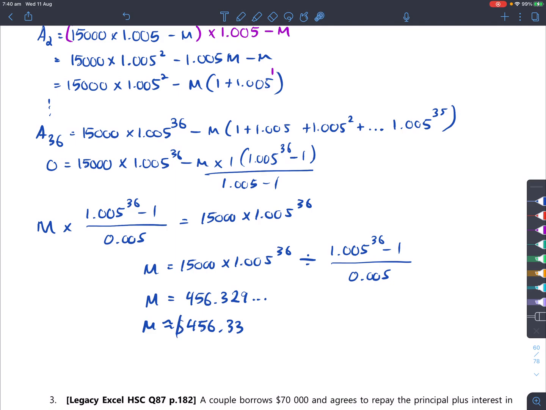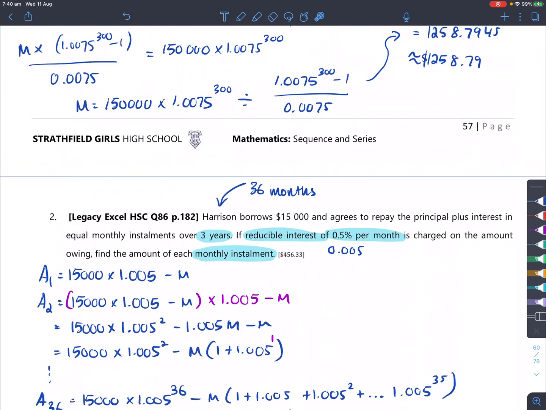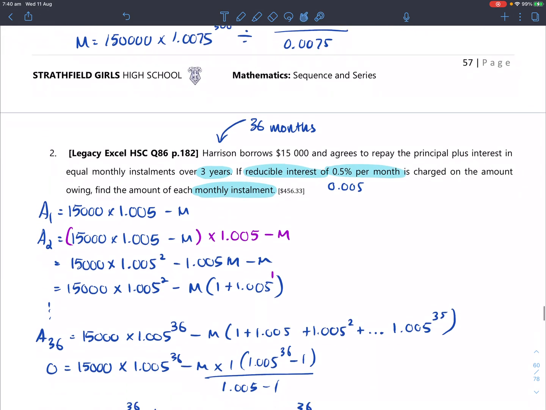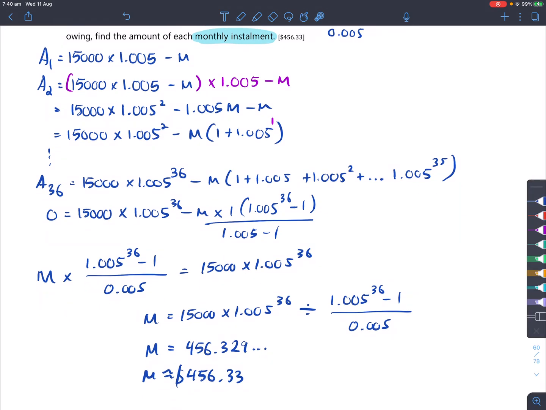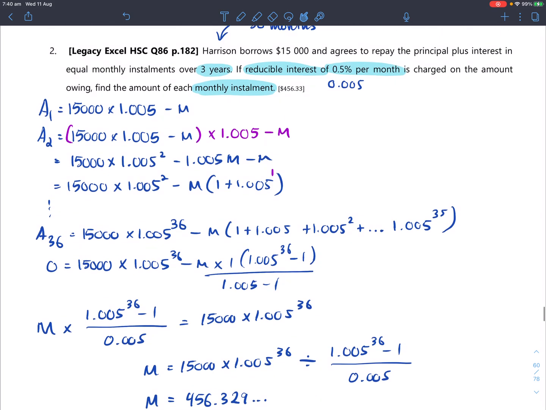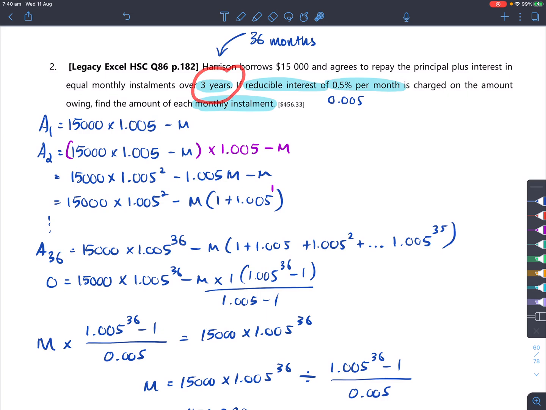So this person, Harrison, what they've got to do is they have to pay off $456.33 every single month for 36 months, which is 3 years, in order to pay off this loan, as well as the interest that has been charged throughout the loan. Okay?